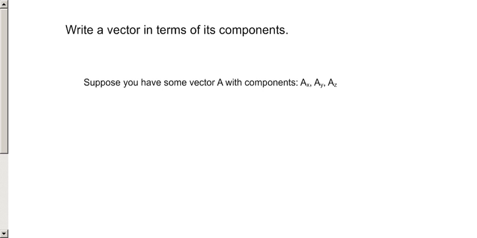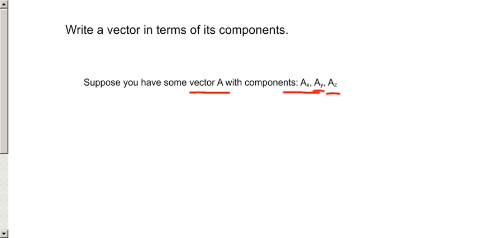What we're able to do now is write a vector in terms of its components using i, j, and k. So let's suppose that we have some vector A, and its components are ax, ay, and az. Well, ax is the magnitude of the vector in the x direction, and ay is the magnitude of the vector in the y, and az is the magnitude of the vector in the z direction.